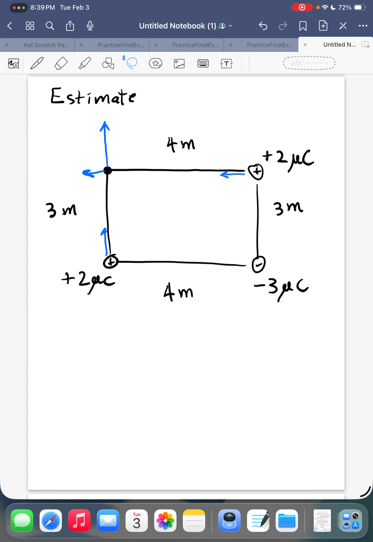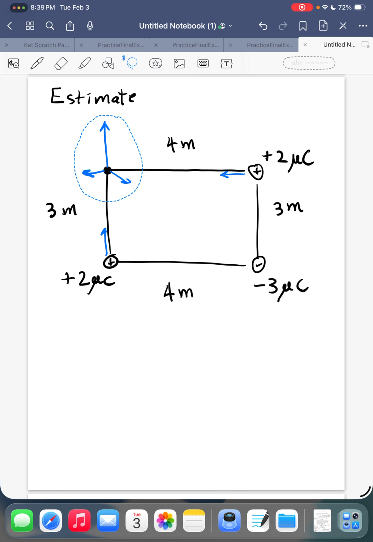So now let's consider this point down here, the 3 microcoulomb charge. If I put a test charge right here, it would be drawn into this guy, okay? So if I'm over here at point P, then what that means is I'm going to basically be drawn in that direction. So it's going to look something like that, right? So these 3 arrows are rough estimates of what we're going to find.